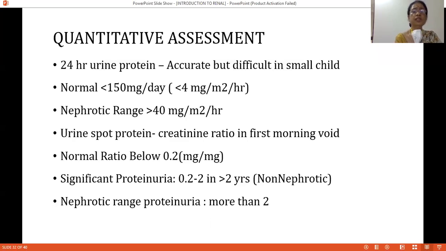So 24 hours urinary protein is accurate, but it is difficult in children. Normal is less than 150 milligram per day. That means less than 4 milligram per meter square per hour. Nephrotic range is more than 40 milligram per meter square per hour.